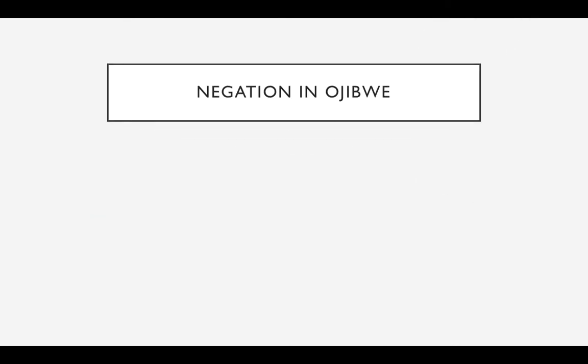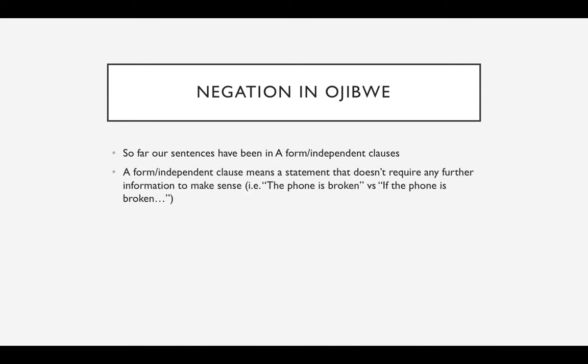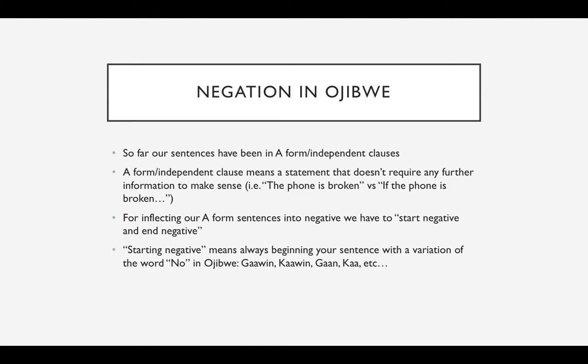So negation in Ojibwe. So far, our sentences have been in A-form independent clauses. A-form independent clauses means a statement that doesn't require any further information to make sense. For example, the phone is broken, as opposed to if the phone is broken. For inflecting our A-form sentences into negative, we have to start negative and end negative. Starting negative means always beginning your sentence with a variation of the word no in Ojibwe. So you can use gawin, kawin, gone, ka, etc. Whichever one you choose to use, it's perfectly acceptable.